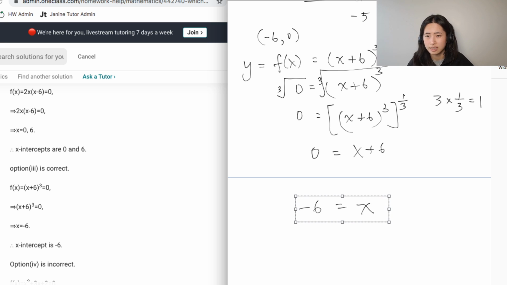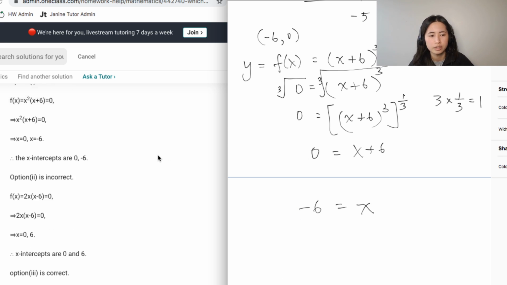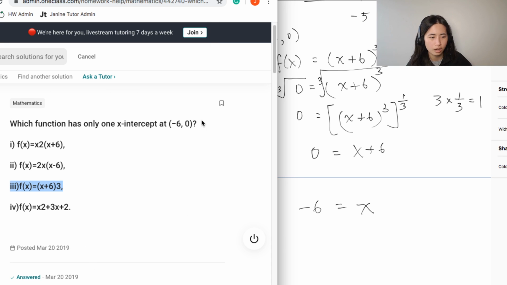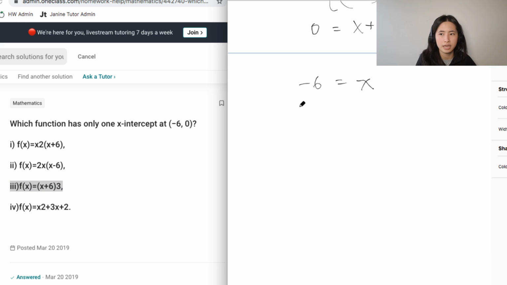And that's why your x-intercept is just going to be (-6, 0). And then if you look at option 1, they're saying this is f of x, which is equal to x squared, and this is x plus 6, right? So right off the bat, any x-intercepts that you have, this is basically a 0.